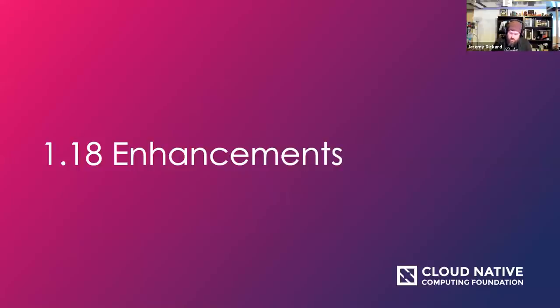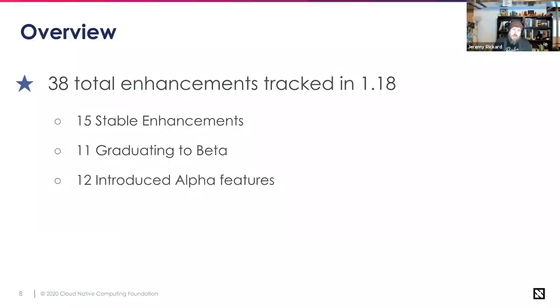Okay, so let's dive into the 1.18 enhancements now. I was the enhancements lead for 1.18, so I'll give you a quick overview. In 1.18, we had 38 total things that we tracked. 15 of those things were stable. That means that they've graduated to being fully released and supported. You can expect them to live forever with some level of confidence within Kubernetes and not change too much.